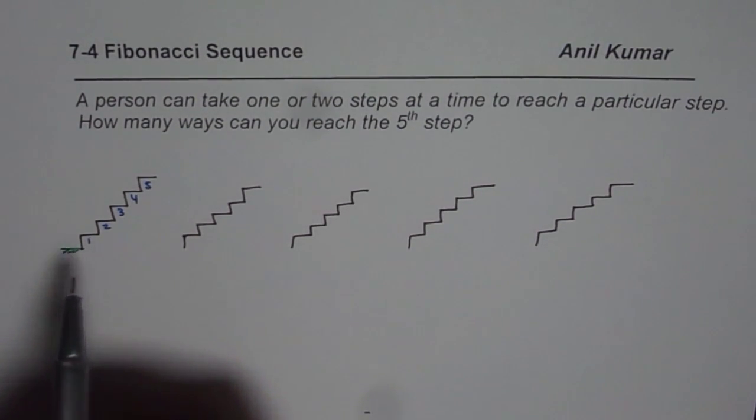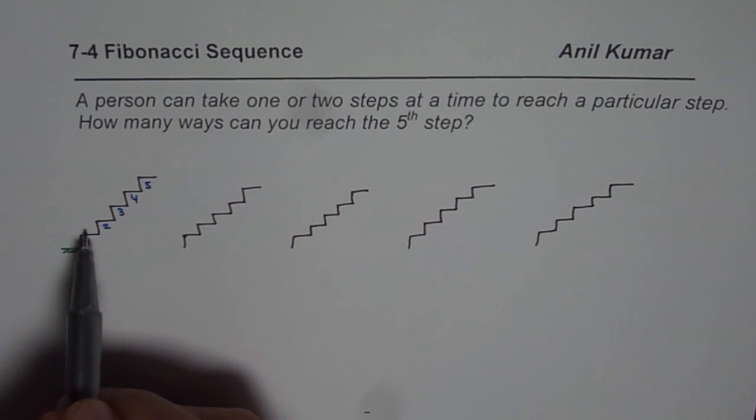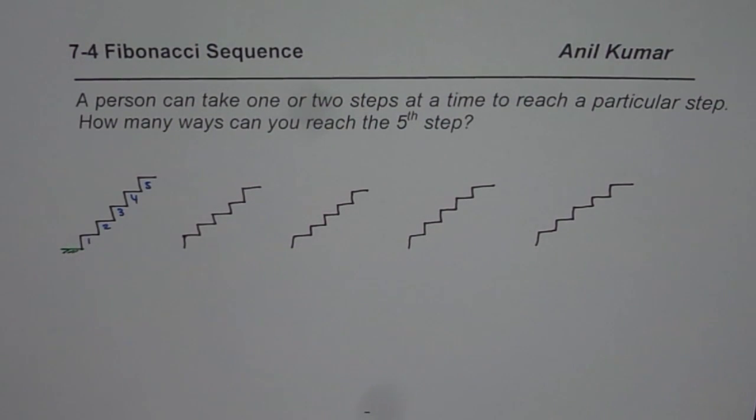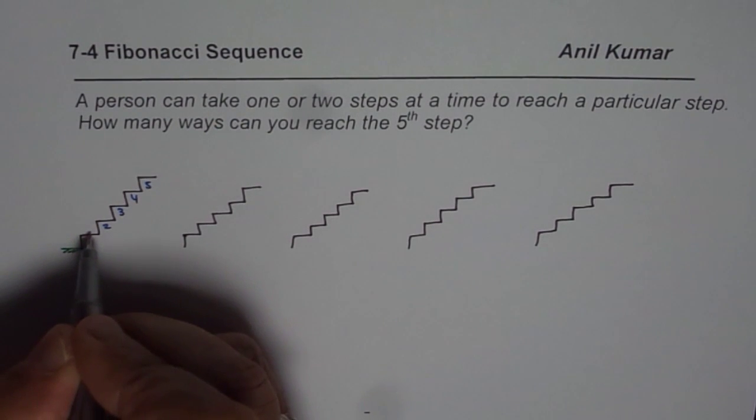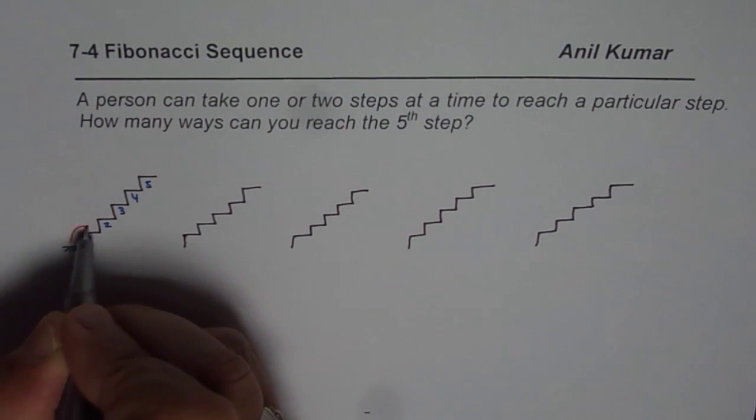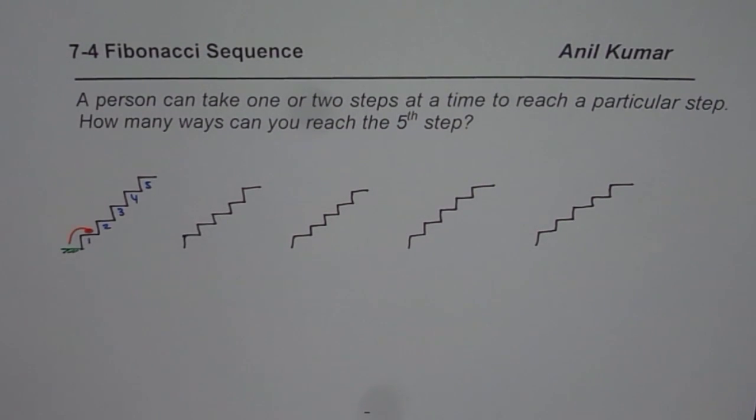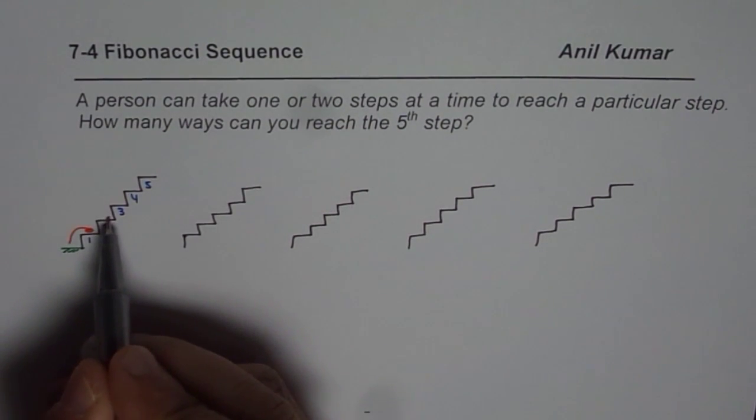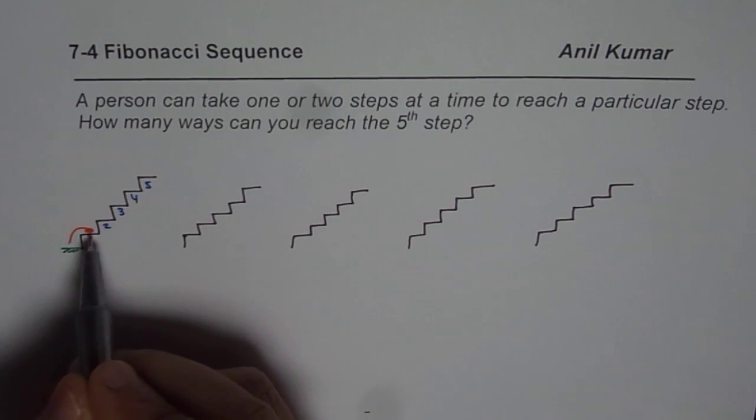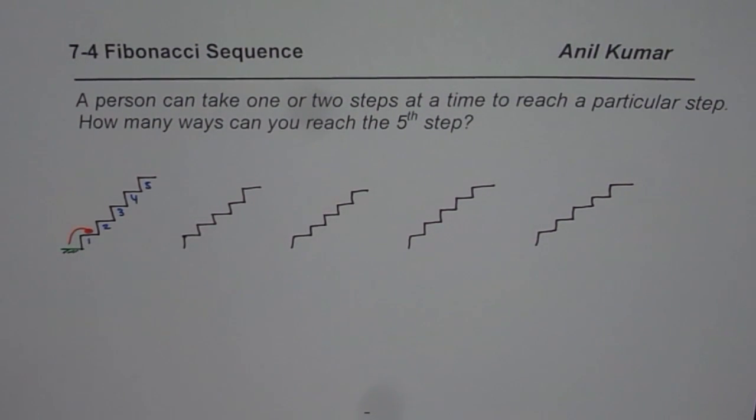And what we can do is, we can take either one step or we can take two steps at a time. Now in case we have to reach the first step, how many ways are there? To reach the first step, there is only one way, that is, we can take one step, and so we have one way to reach the step. If we take two steps, then we'll reach step number 2, right? So there is only one way to reach step number 1.